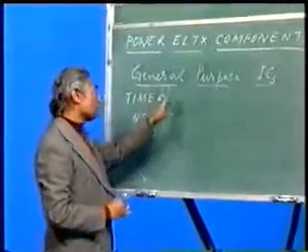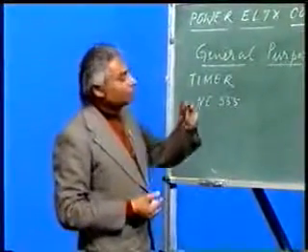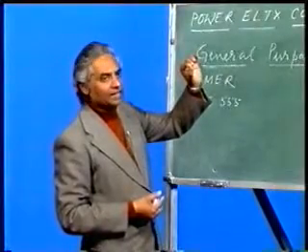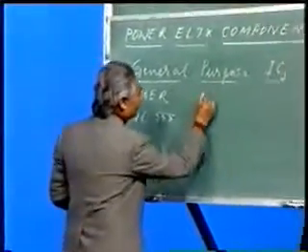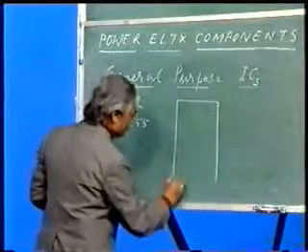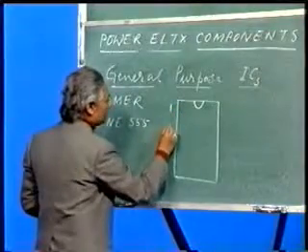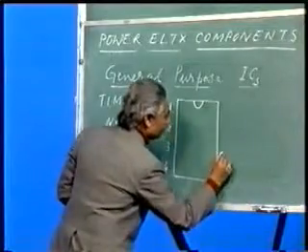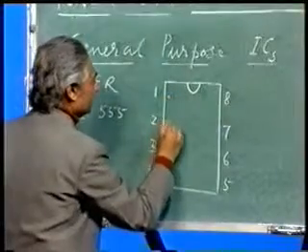Now, if I draw the pin configuration, I can show you. This also looks like a 741 IC, and this is also an 8 pin IC. If I draw the configuration, again the groove, then 1, 2, 3, 4, 5, 6, 7 and 8. Suppose these are the pins.